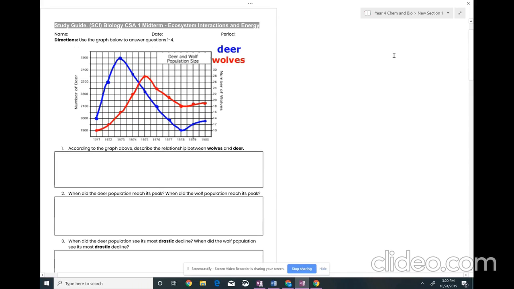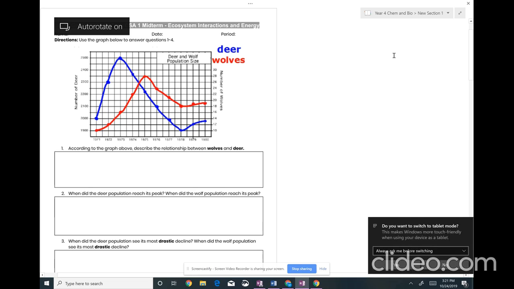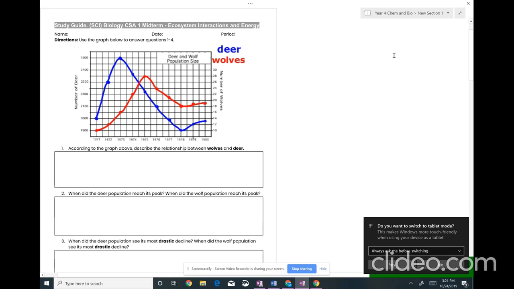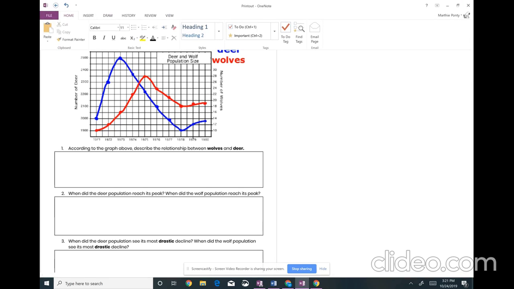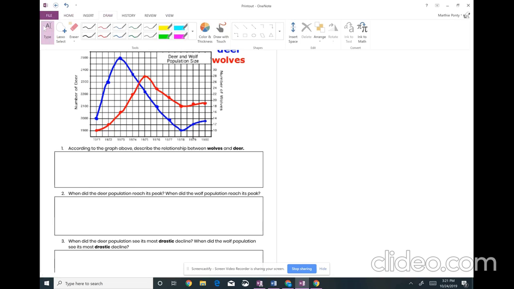Hey guys, so we are going to be talking about your Unit 1 test, and I'm going to go through the problems with you guys, and I'm going to make sure that we all understand what we are going to be doing for our unit test. So I'm going to take some time and go through the study guide with you, and we will get this done.